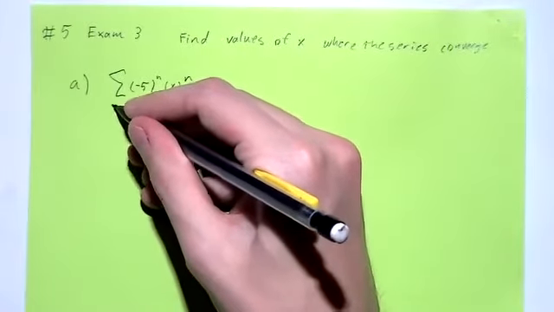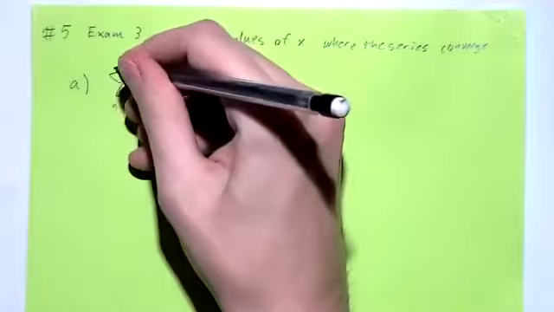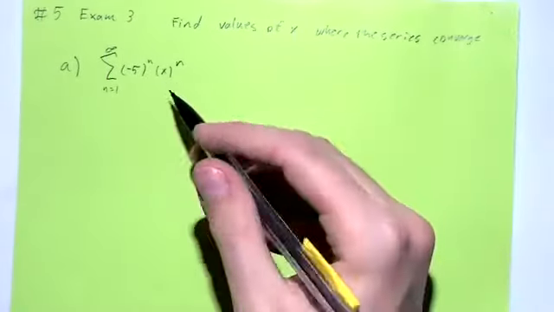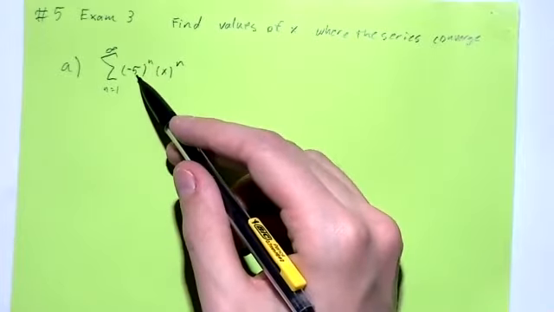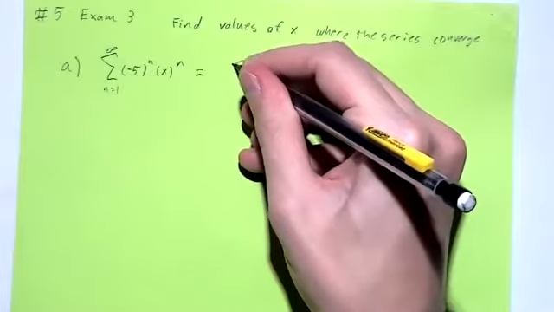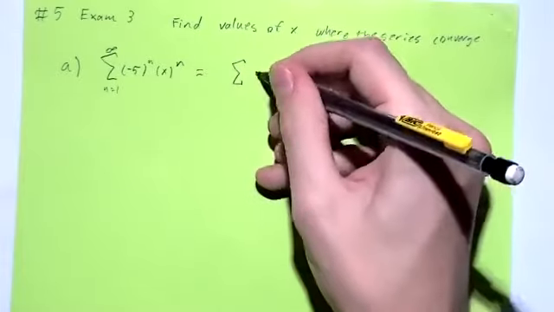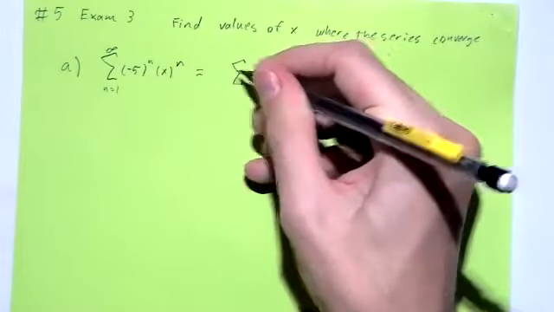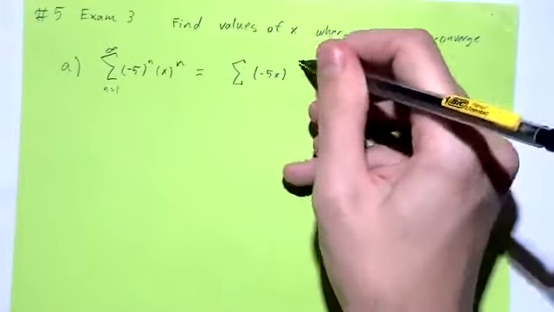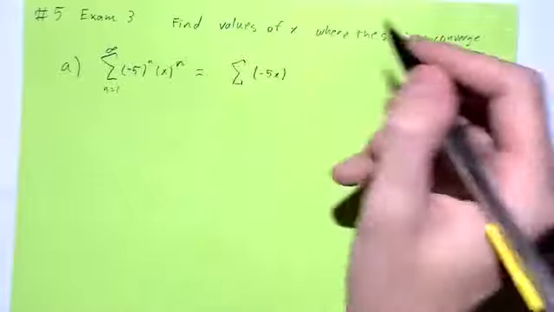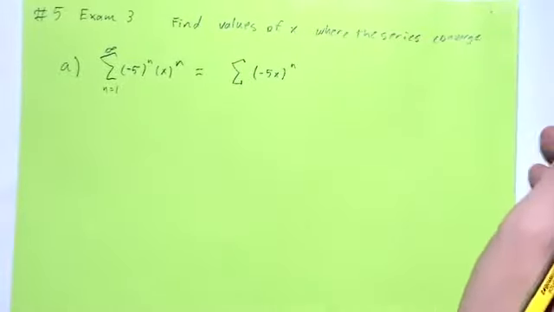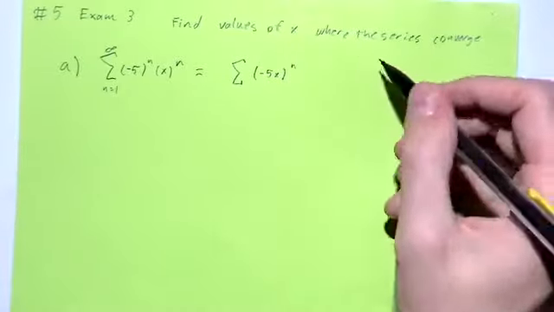This would be n equals 1 to infinity. So one nice way of doing this is always to combine stuff. So if we go here, we can combine the -5 and the x all into one term. And because they're both to the nth power, we can just do that real quick. So that's one thing we can do.